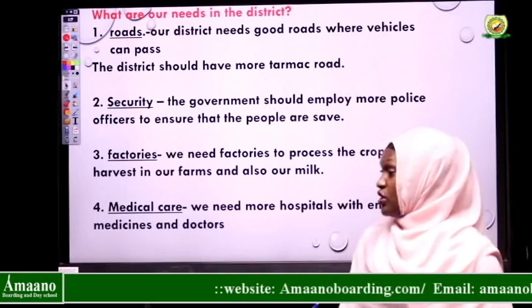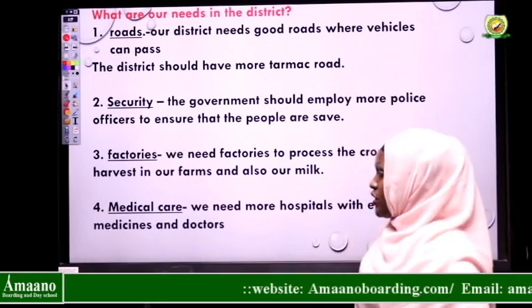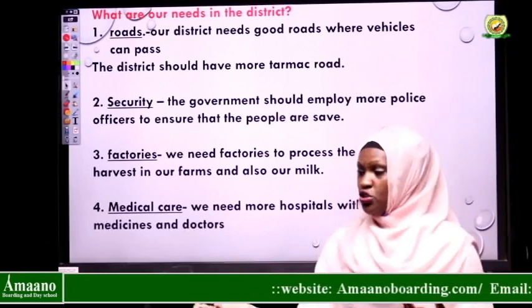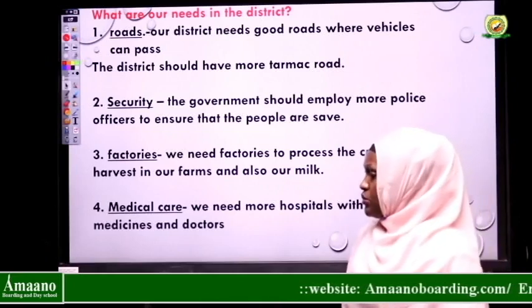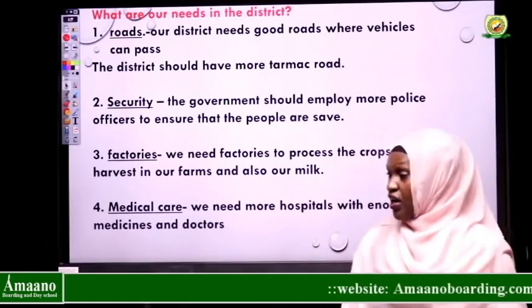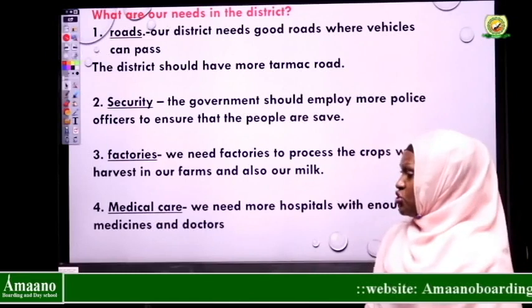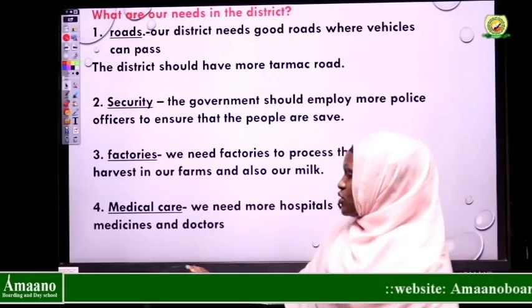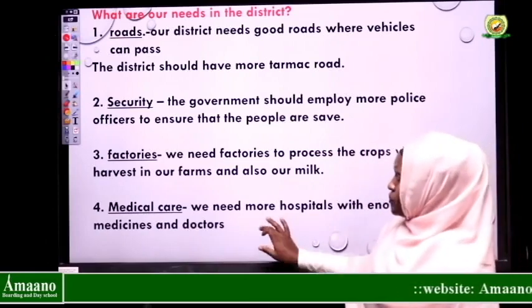They should ensure that there are more hospitals in the district, and also in those hospitals they should ensure that there is enough medicine. What if you go to the hospital and there is no medicine? What will happen? You're just wasting time because you're going there to get treatment, yet there is no medicine. Or maybe you go there and you find the doctors are not there. So the government should ensure that in every hospital there is enough medicine and there are also enough doctors to take care of the sick.